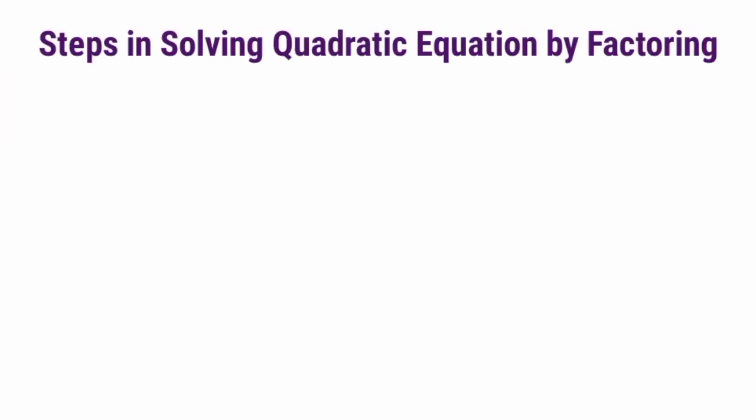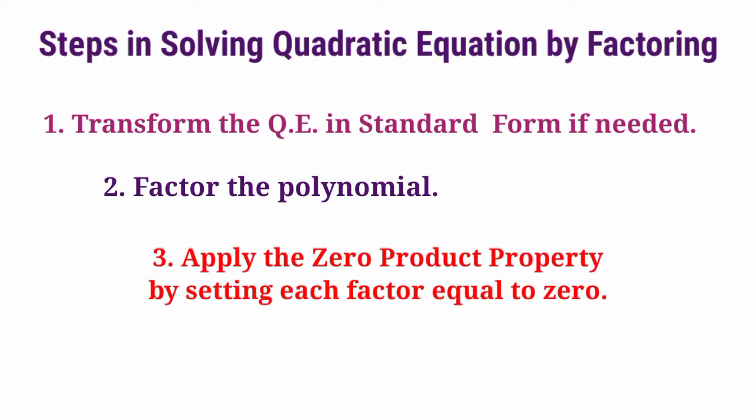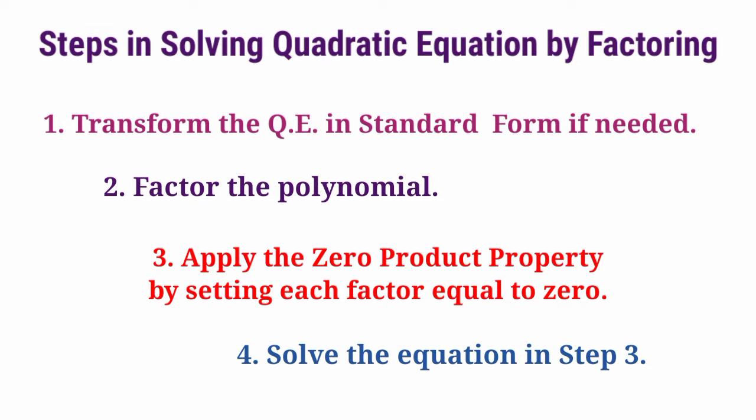Here are the steps in solving quadratic equation by factoring. First is to transform the quadratic equation in standard form if needed. Second, factor the polynomial. Third is to apply the zero product property by setting each factor equal to 0. And last is to solve the equation in step number 3.